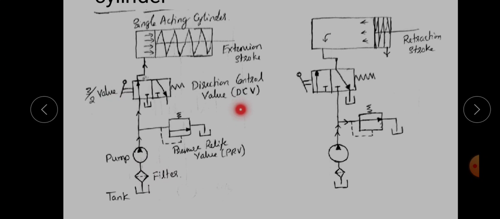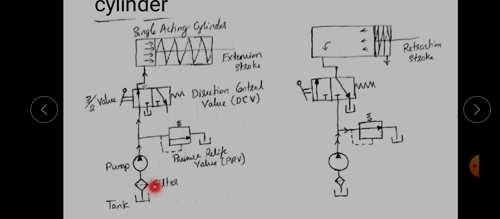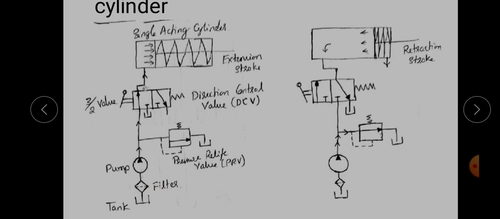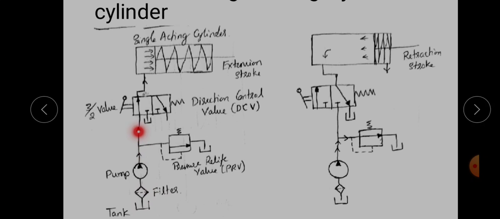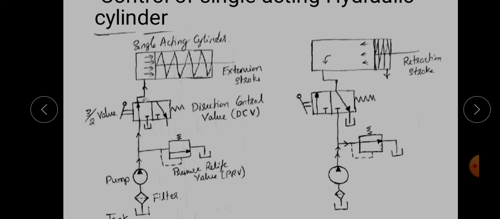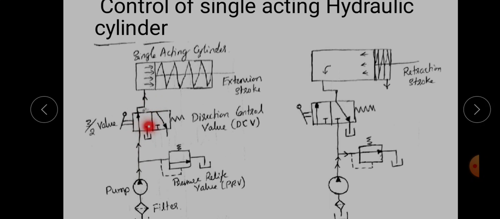In the single acting cylinder, we will first discuss the extension stroke, then we will discuss the retraction stroke. Liquid from the tank is pumped to the direction control valve with the help of the pump, and it gets filtered in the filter device. The liquid transmitted under pressure, this is the pressure line, will first move to the direction control valve.